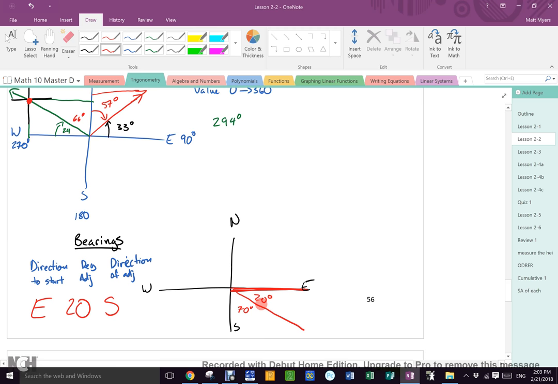All right, now I'm gonna give you another one. You try to draw it in there and then do the angles, okay? I am going to walk north 32 west. Where would that line be? Where do I start? How far do I adjust and in what direction?